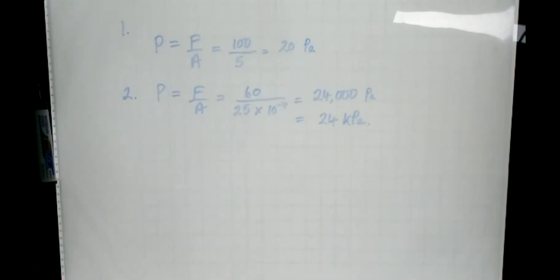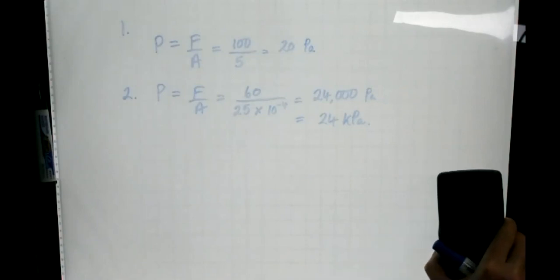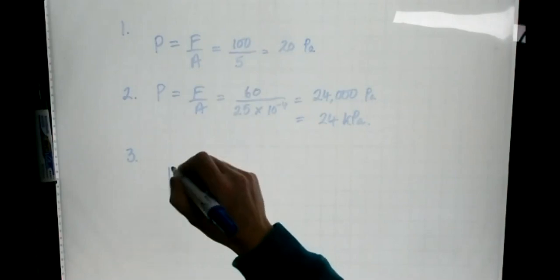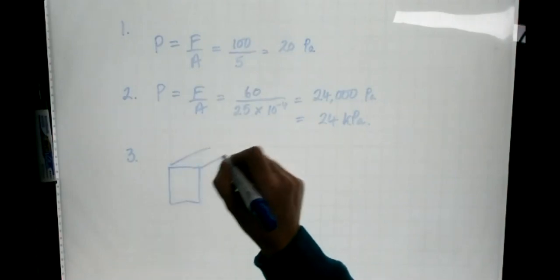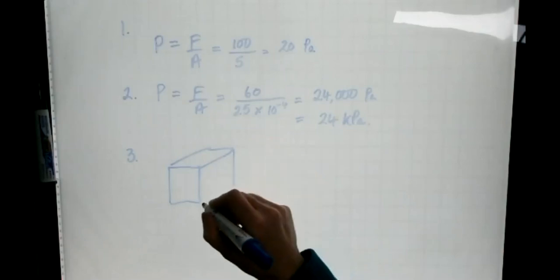All right. Next is question three. Calculate the pressure on the table caused by the block shown in figure 10.2. So first, let's sketch the block in figure 10.2.